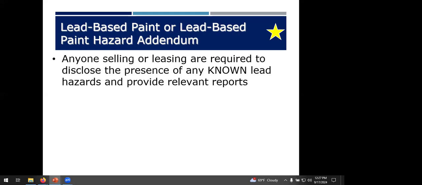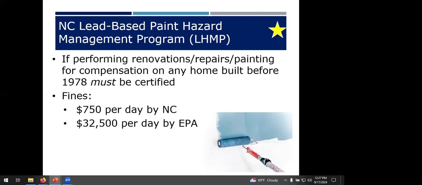There is a program, we're going to see this next, that requires hired work. If you hire contract work to come in and paint, and the property was built prior to 1978, they're required to test it for lead. That falls under something called the North Carolina Lead-Based Paint Hazard Management Program. So if you're doing renovations or repairs for compensation, you're hired work.